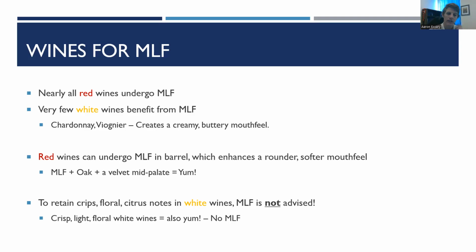Well, I guess it's really not funny, but Chardonnay and Viognier are great candidates for this. I even did a Traminette that underwent MLF. It was nice. But the reason whites usually don't is because of that crispness.